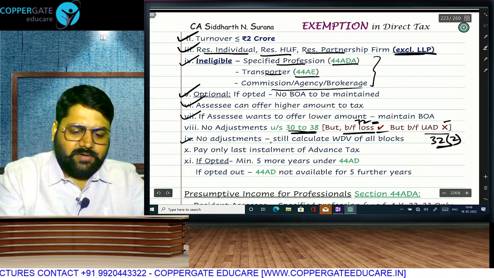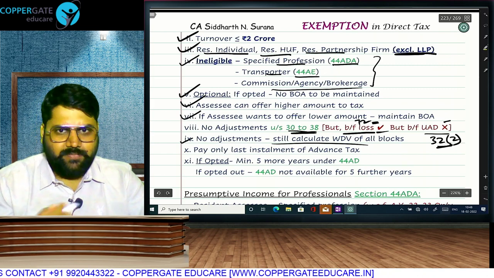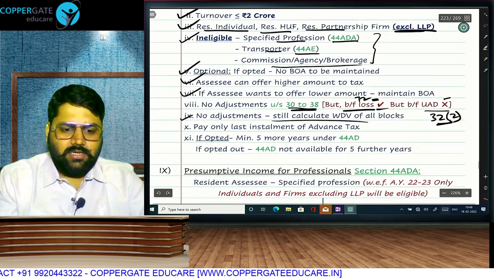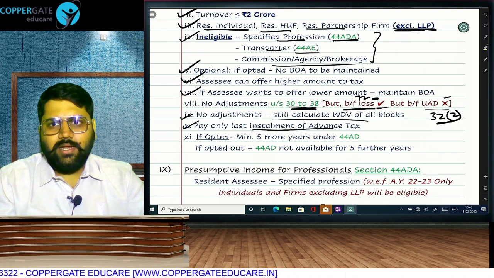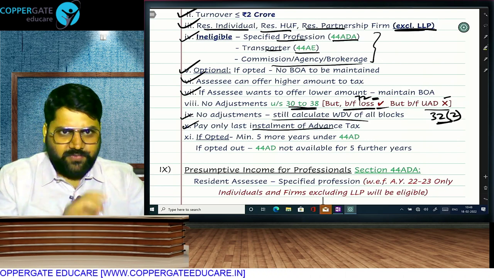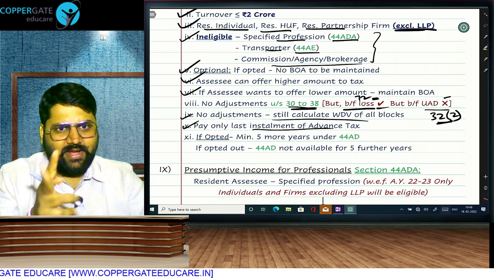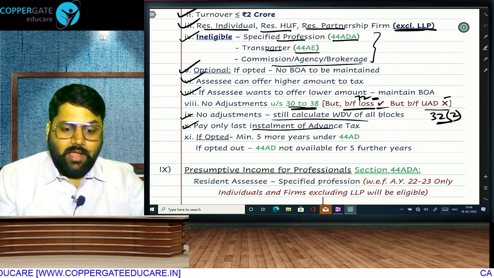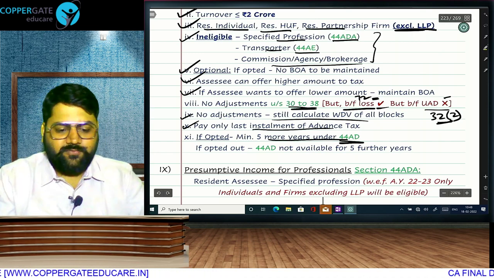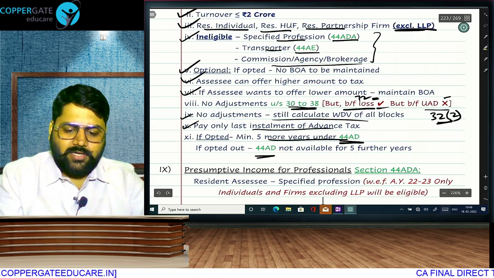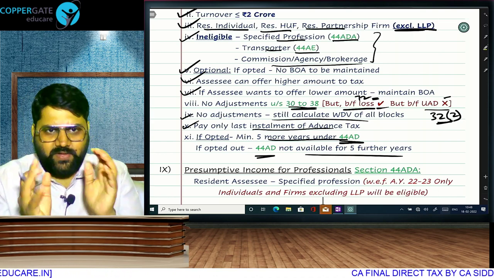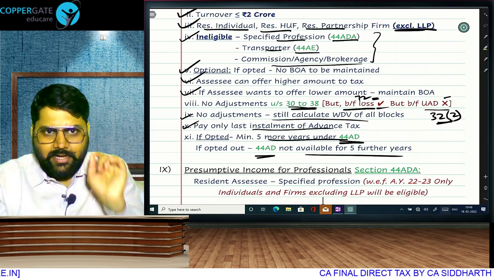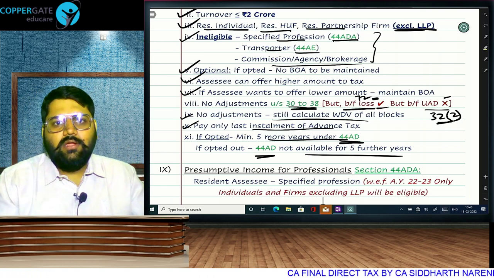There won't be any adjustment, but you have to calculate WDV of all blocks, mainly for capital gain purposes. You are eligible only to pay the last installment of advance tax. Only last installment. That means the first three are not applicable under 44AD, only the last installment. And once you opt for this, you have to take it for a minimum of 5 years. But if you opt out, then it will not be available for 5 years. So once, same as 115BBF, once taken, take for 5 more. And in between, if you leave, then not available for 5 more.